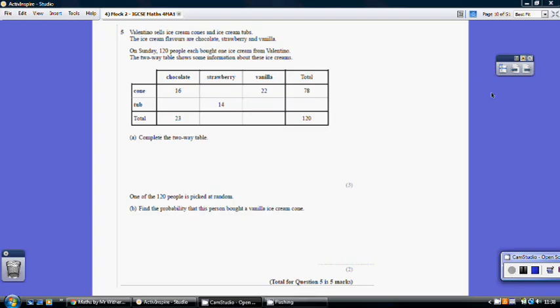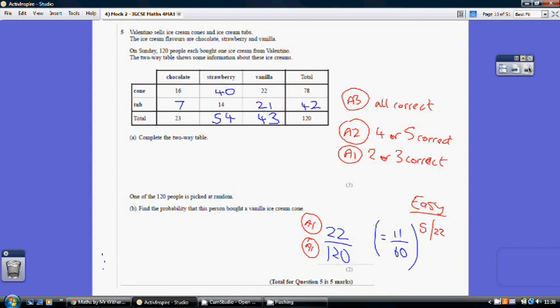Question 5, well, we start off by completing the two-way table. So you just have to fill in the gaps, making sure that this row equals this total, this row equals this total, this column is this total, and so on.